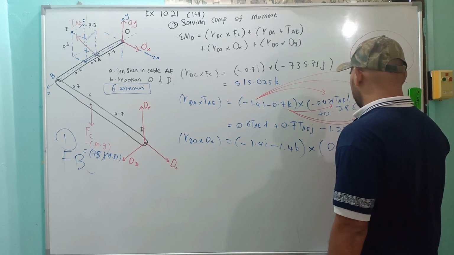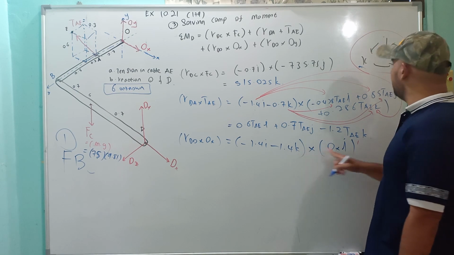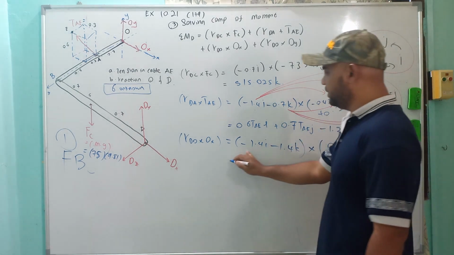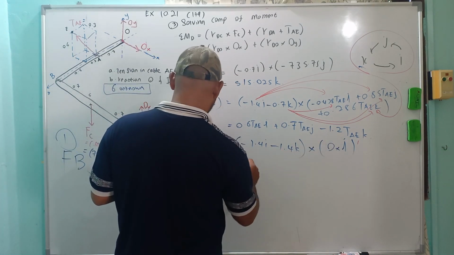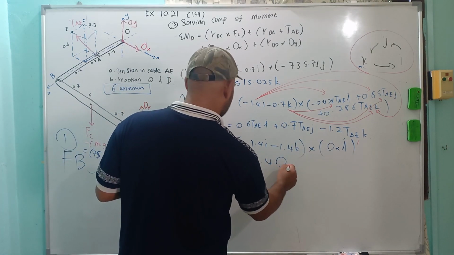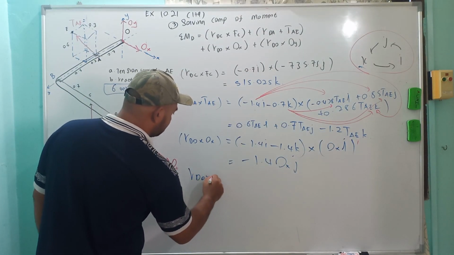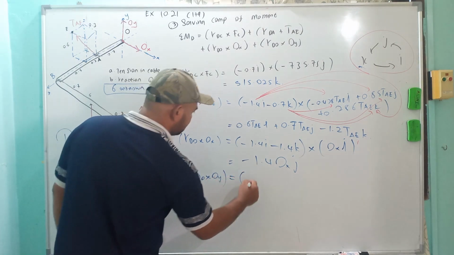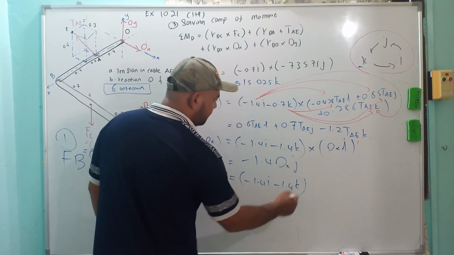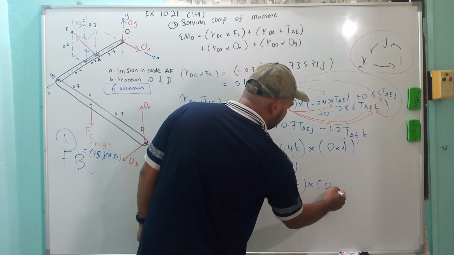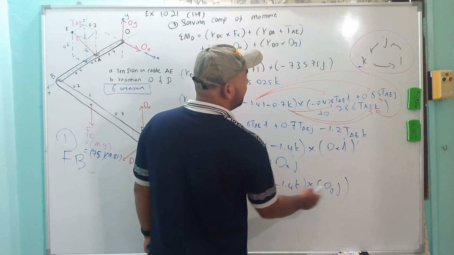OX i. Okay, so use this one: i cross i will be 0, k cross i will be j, so your answer will be in the j direction, which is minus, and positive will be minus 1.4 OX j. And then you have r_DO cross OY, which is negative 1.4 i minus 1.4 k cross OY j. So we have i cross j will be k, k cross i will be j.